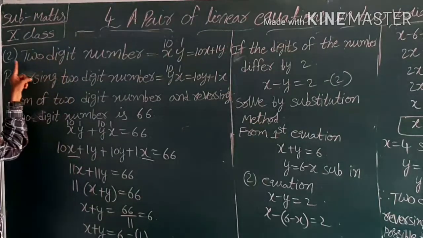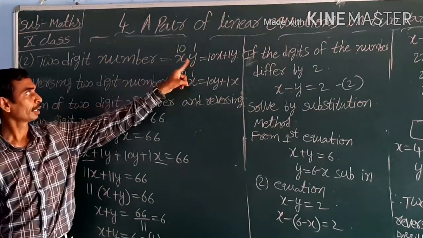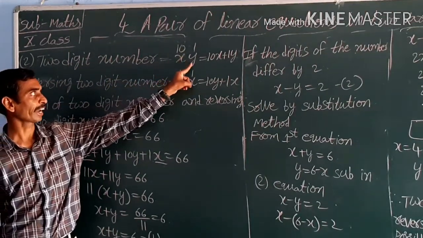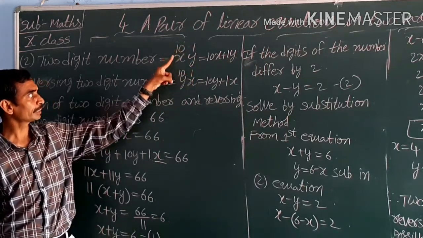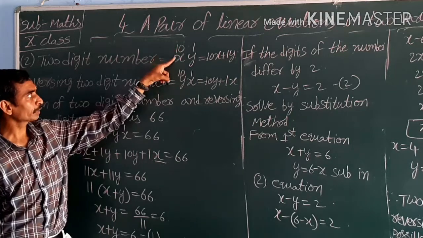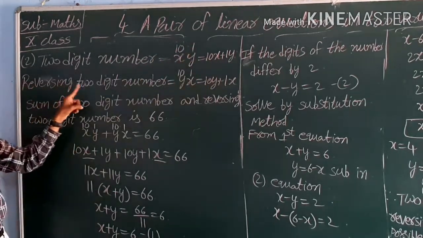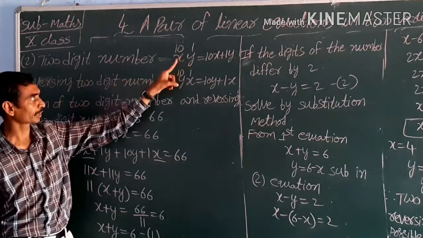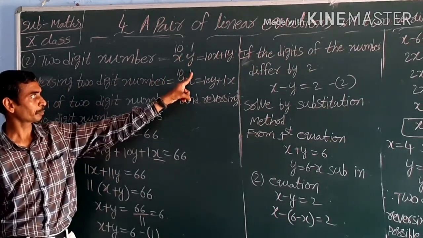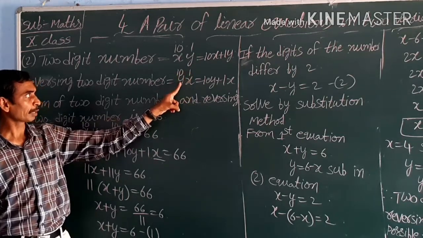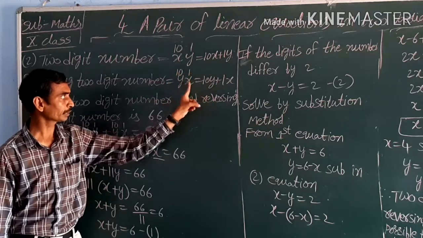Discuss second problem. In second problem, two digit number. Two digit number means here two digits. Two digit number I am taking xy. y is in ones digit, x is in tens digit. This expanded form is 10 into x, 10x plus 1 into y, 1y. And reversing the two digit number, we can do reverse. xy reverse is yx. x will come in ones digit place and y will come in tens digit place. 10 into y, 10y plus 1 into x, 1x.